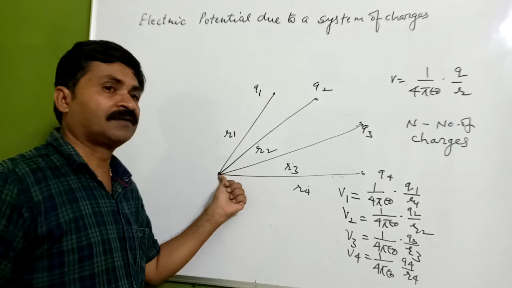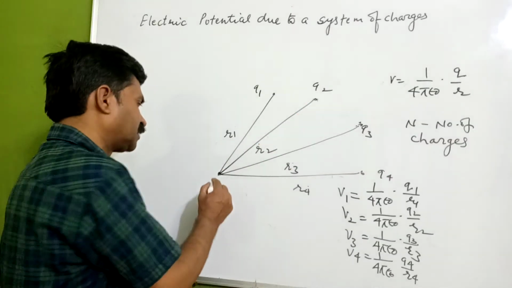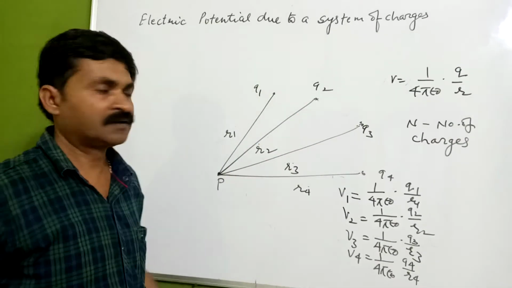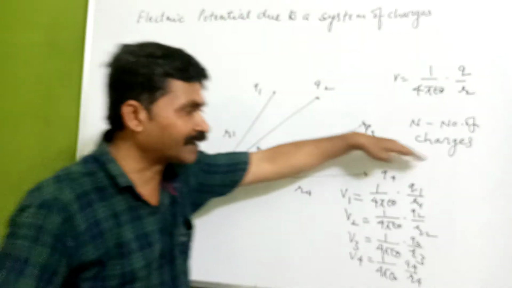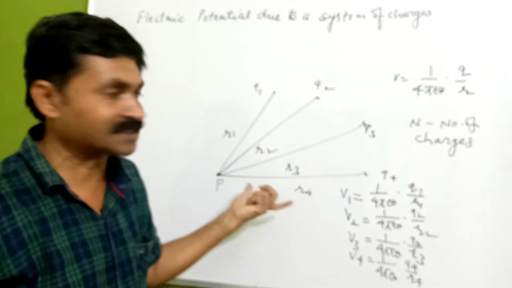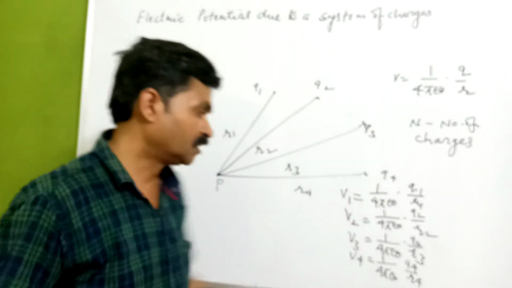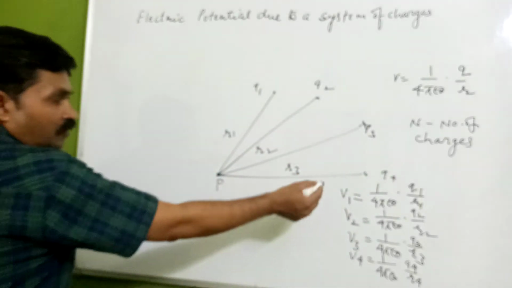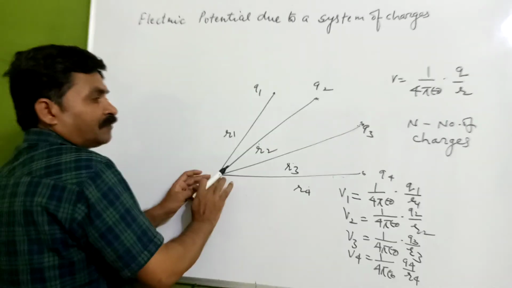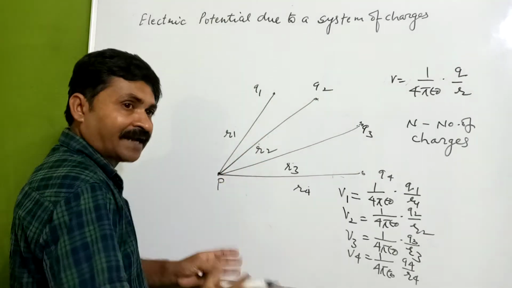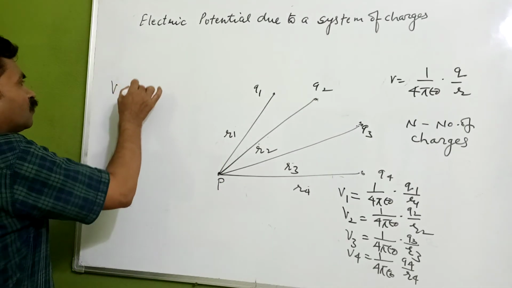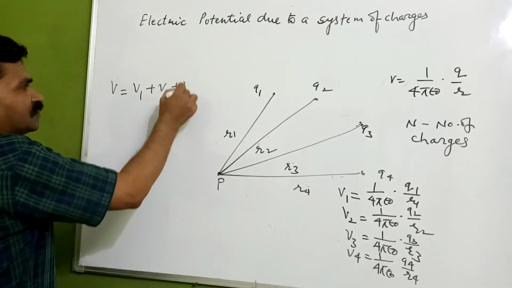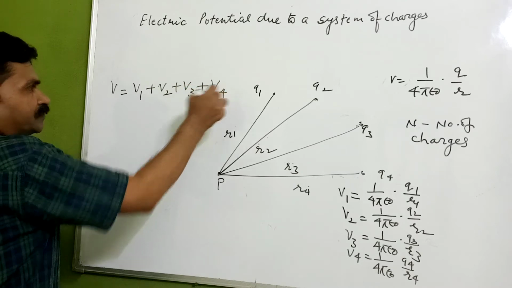Because of these there will be an electric potential. We have taken this point as P. There are charges Q1, Q2, Q3, Q4. We have taken n number of charges, but we are taking an example of only 4 charges for simplicity. Because of this there will be electric potential, so there will be the addition of all the potentials. So we can say V is equal to V1 plus V2 plus V3 plus V4.